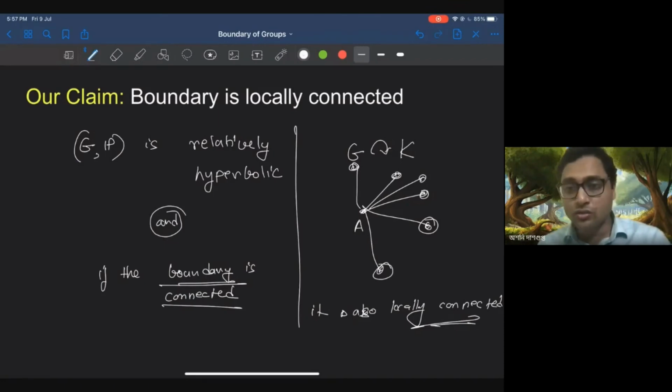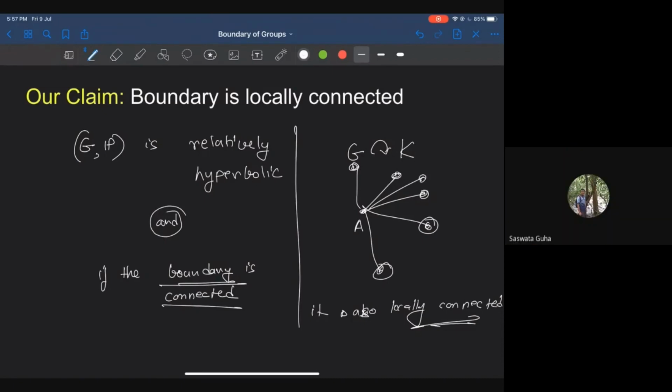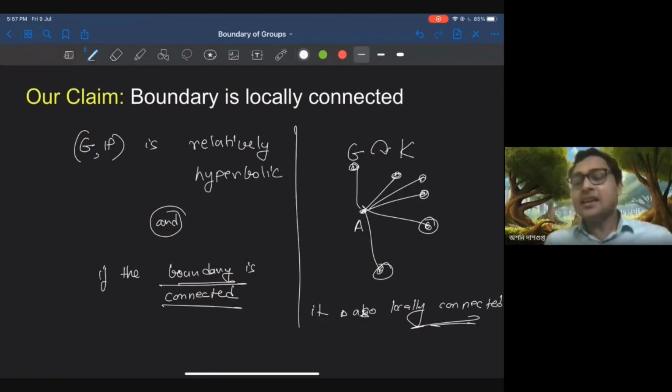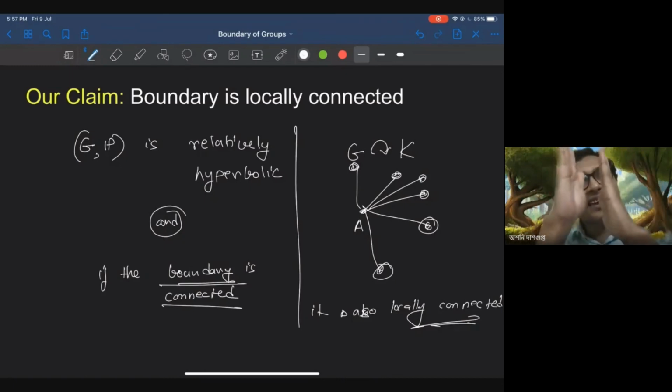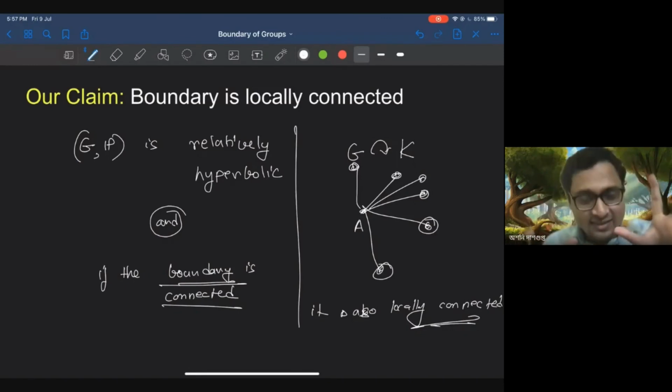Yes, Shashwato Guho, go ahead. Yes, sir. Sir, the boundary of a group is always a topological space? Yeah, you can actually put a topology. It's a set, let's think about it first. You take all the rays and you think about each ray as a point. That's definitely a set. Now on that set, you can put an appropriate topology that gives out nice properties of the group itself. So yes, you can put a topology.